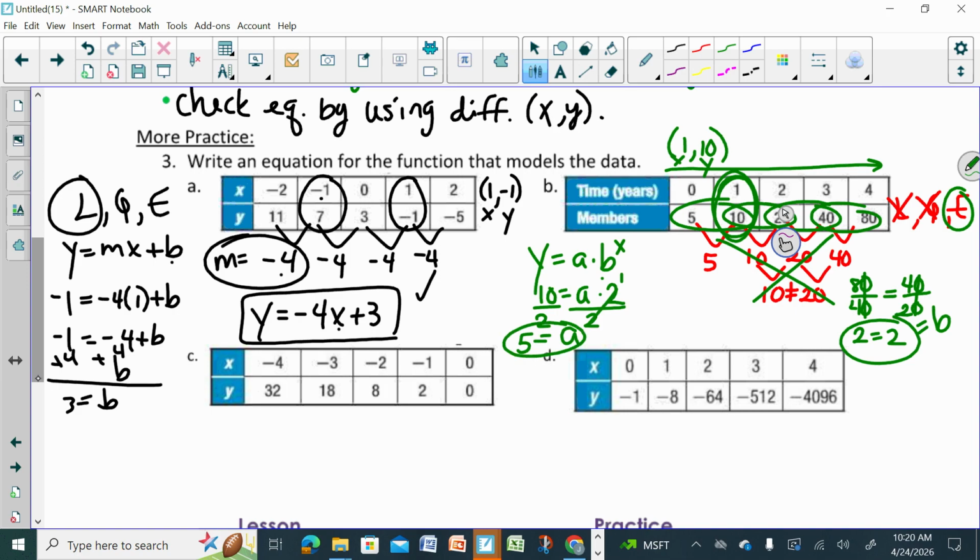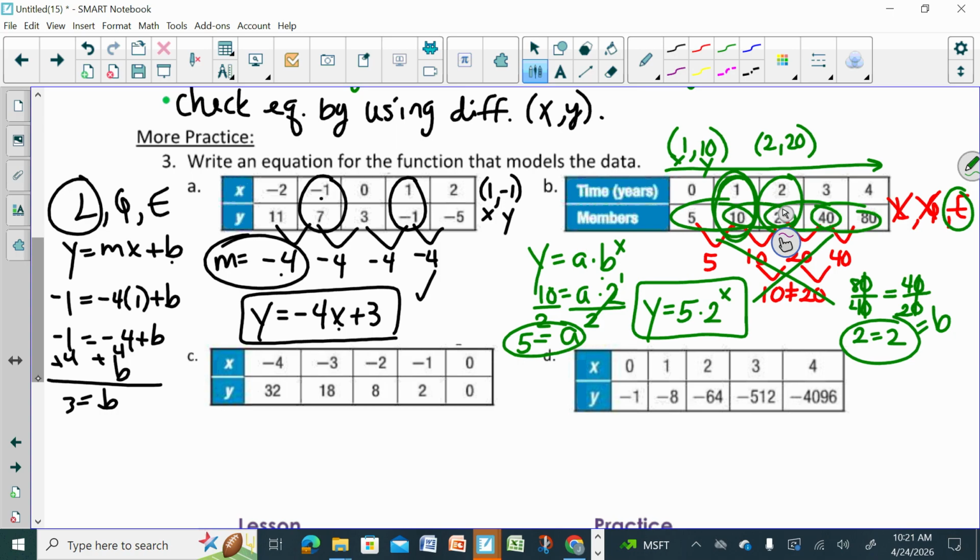So now that I have my A value and my B value, my answer is y equals 5 times 2 to the X. That's not 10 to the X. The 2 is the only thing being raised to the X power. There's your exponential equation. I can check it with the ordered pair (2, 20). If I plug in X is 2, 2 squared is 4. 4 times 5 does give me 20.